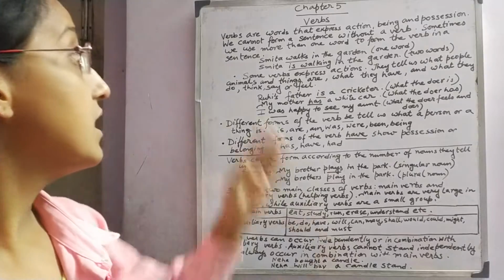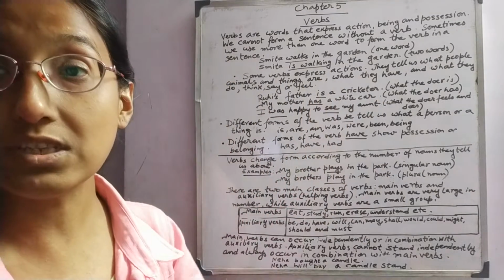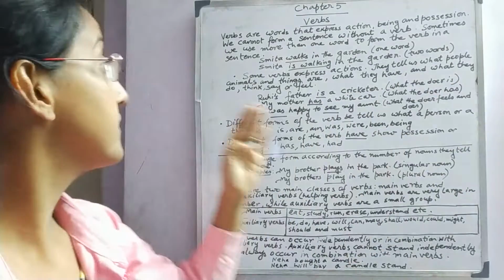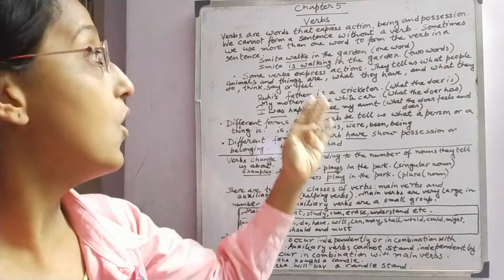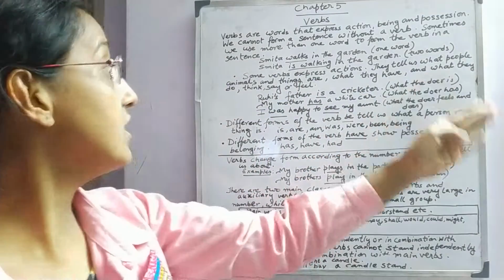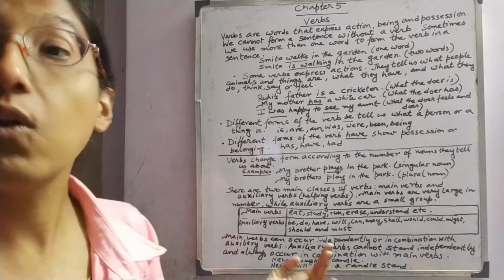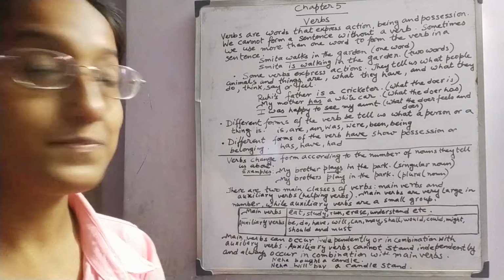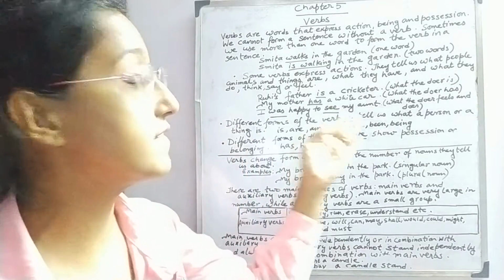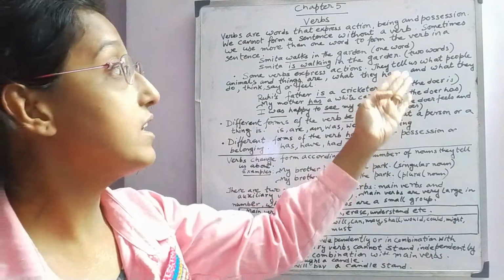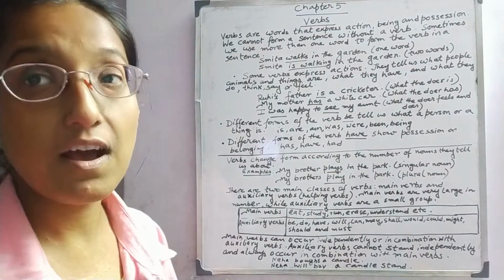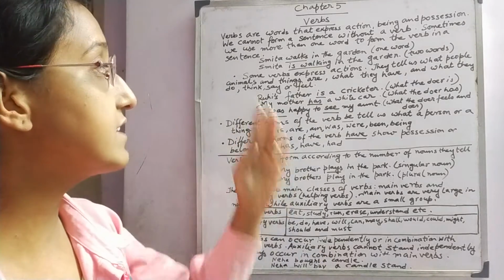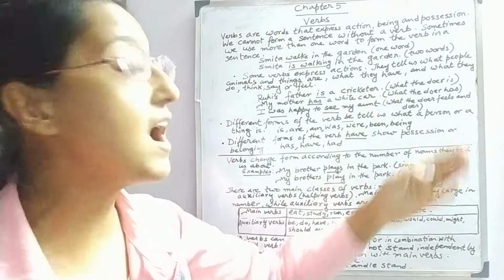Now students, some verbs express actions. Then they tell us what people, animals and things are, what they have and what they do, think, say or feel. Now let's look at some of the examples. Ruhi's father is a cricketer. So what is the doer? The doer is a cricketer. And who is the doer here? Ruhi's father.